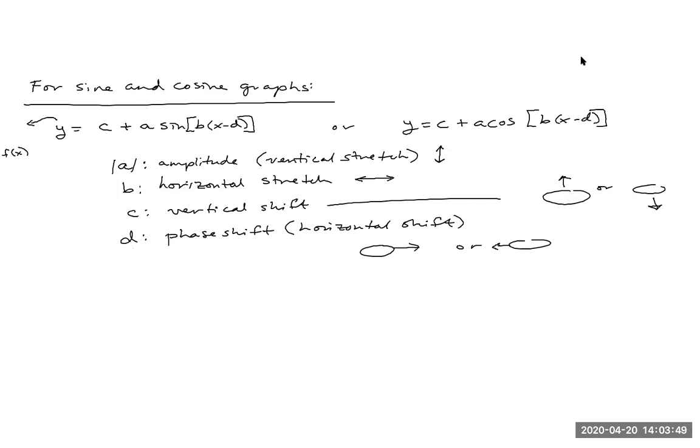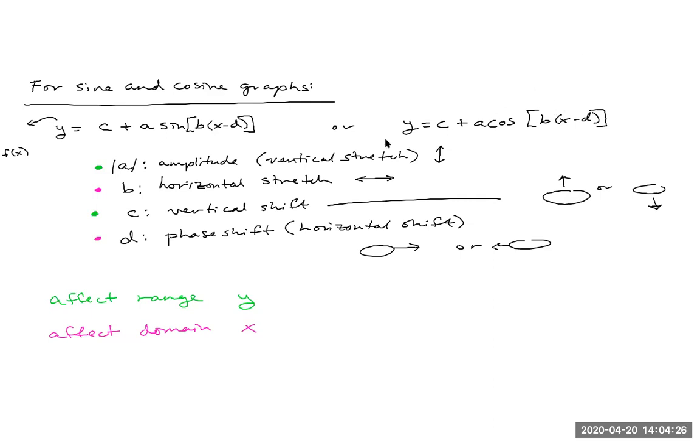So I do want to emphasize, you can kind of tell from the picture, hopefully, but the parts that affect your range are going to be your amplitude and vertical shift. And B and D will affect your domain. Okay.